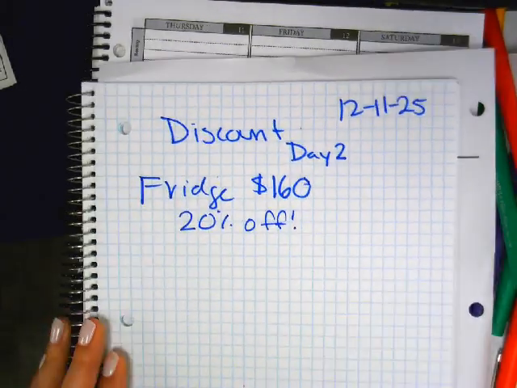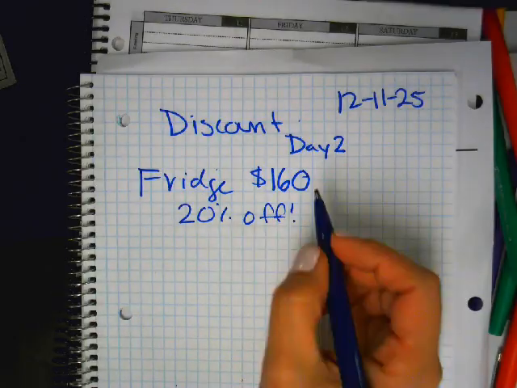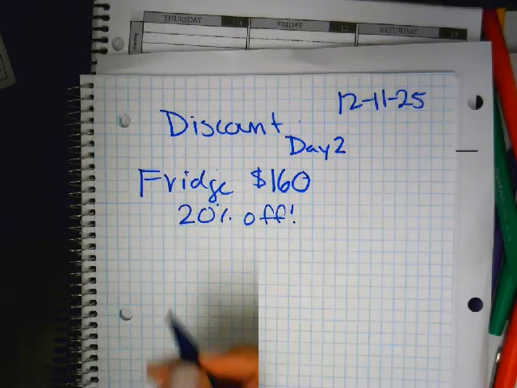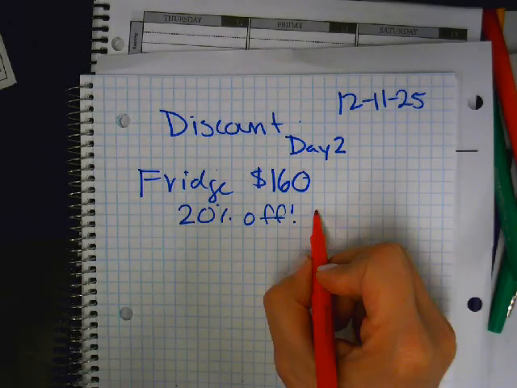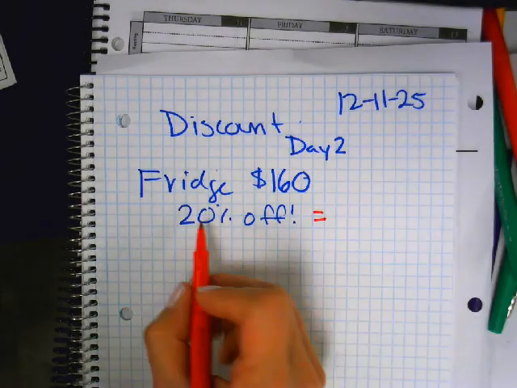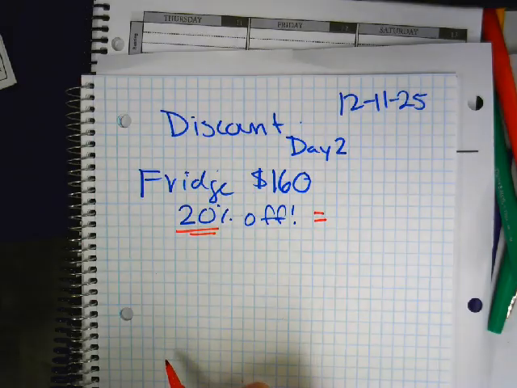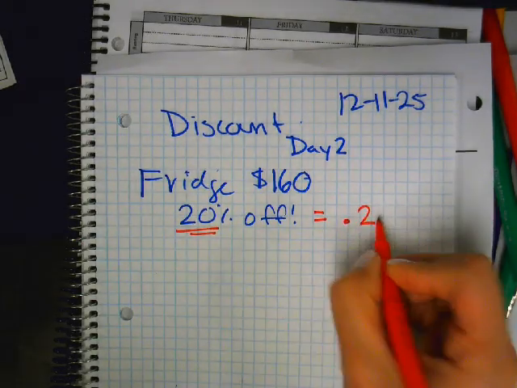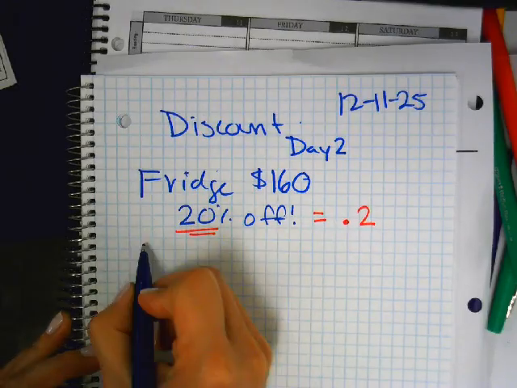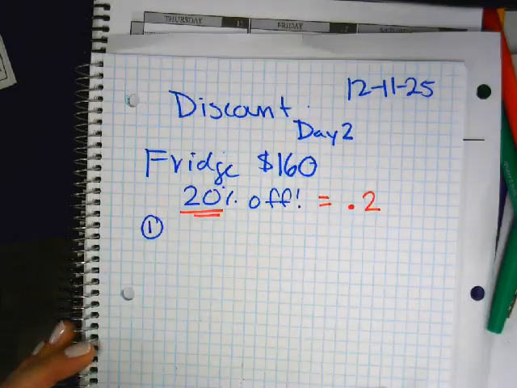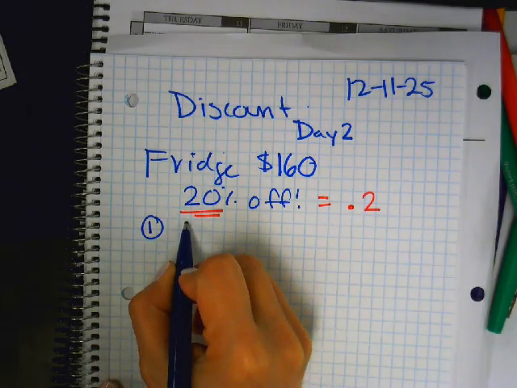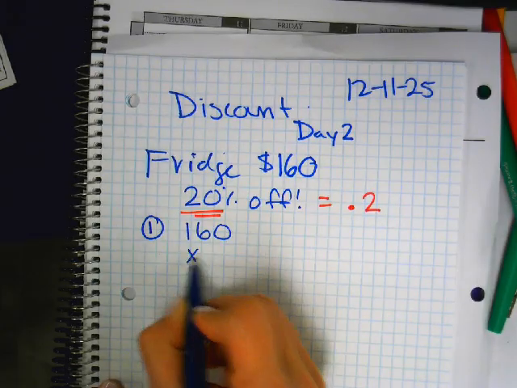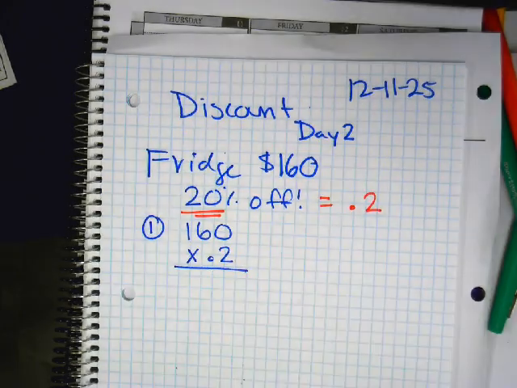Okay? So the fridge is 160 and we're getting 20% off. So what's our first step? Make the percentage. So if I have 20%, what is my decimal? 0.2. Very good. So now what's our official first step? Multiply. What do I multiply? 160 times 0.2.